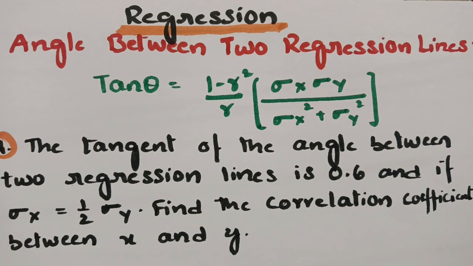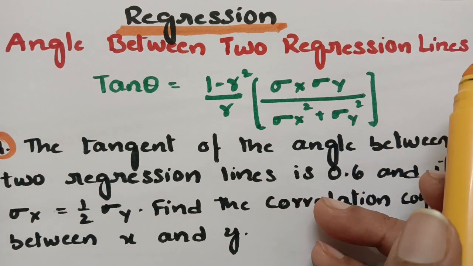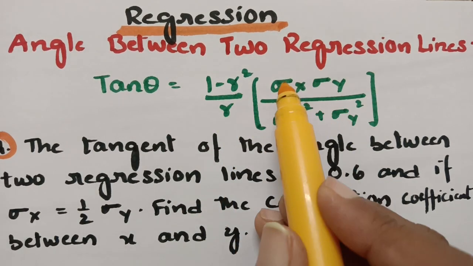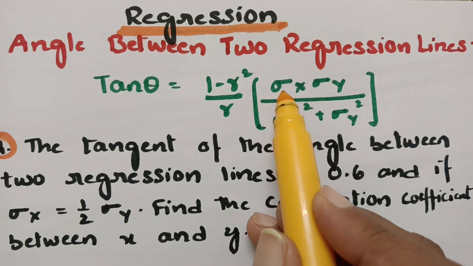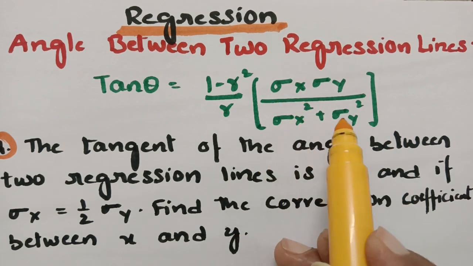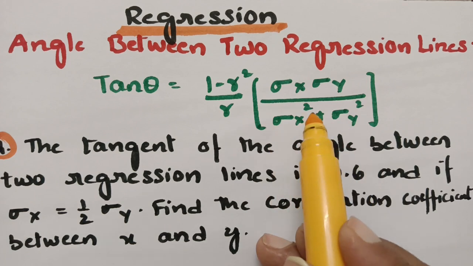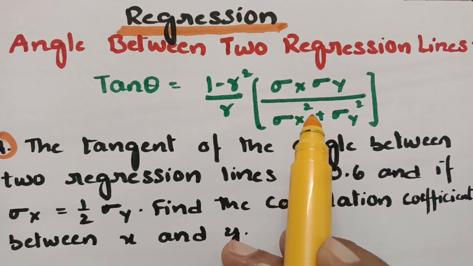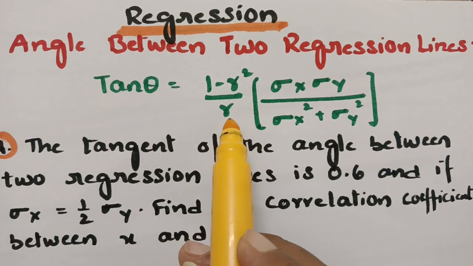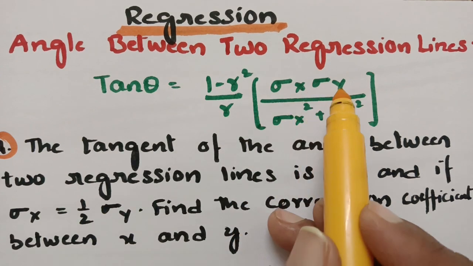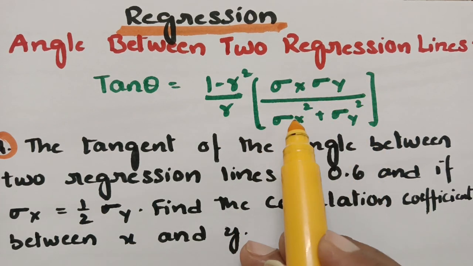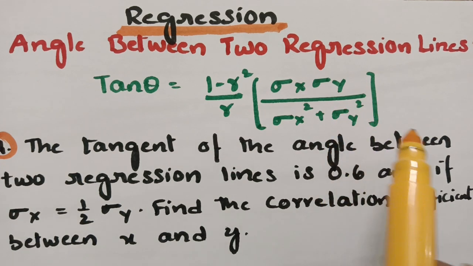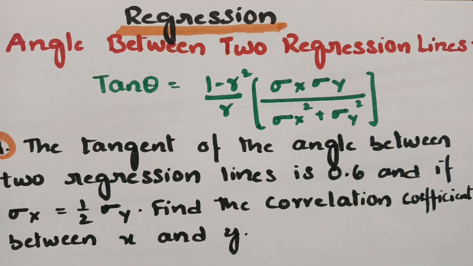So here we have learnt about the angle between the two regression lines, that is tan theta is equal to (1 minus r square) by r into the product of the standard deviations, that is sigma x into sigma y, divided by the sum of the squares of the standard deviations, that is sigma x square plus sigma y square. This is so simple to remember. Using this angle, I am going to find the correlation coefficient r between x and y.